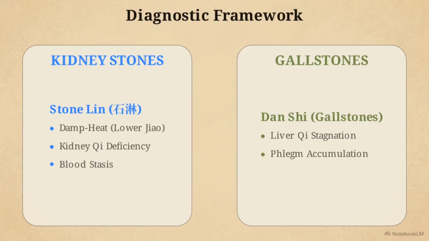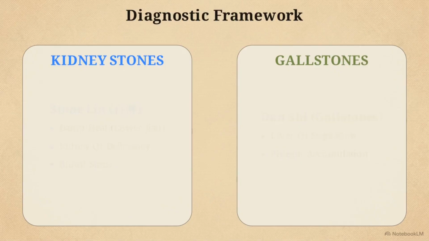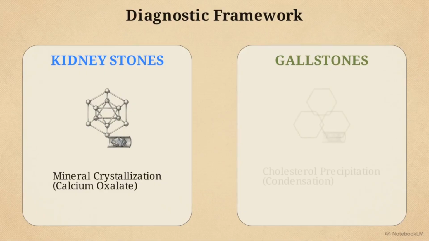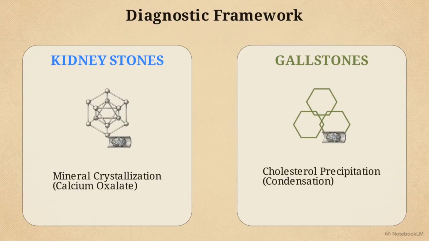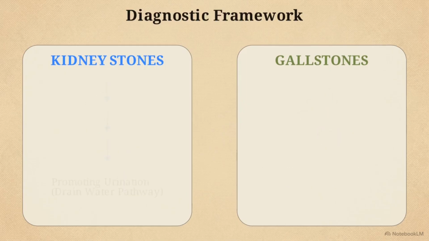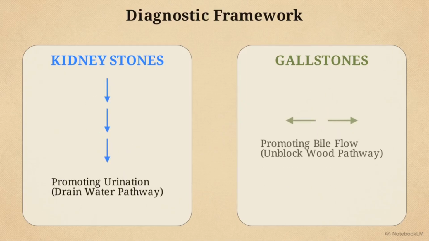Third, identify the underlying TCM pattern. Heat signs point to damp heat. Weakness suggests deficiency. Sharp, fixed pain points to blood stasis. Side by side, we see the Western mechanisms of mineral crystallization versus cholesterol precipitation. This dictates the movement strategy, promoting urination or bile flow.